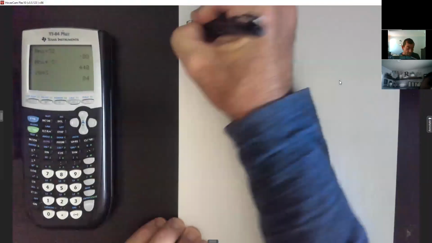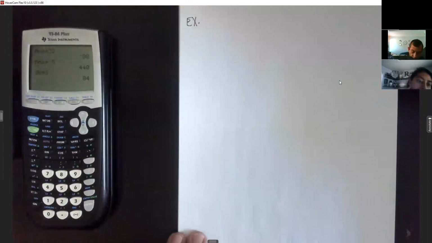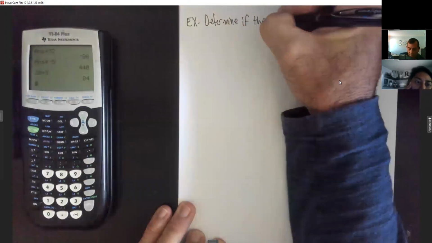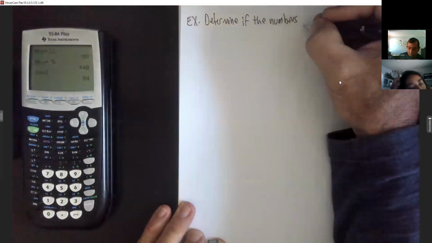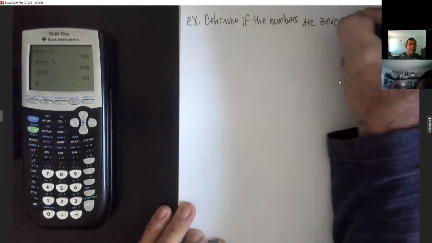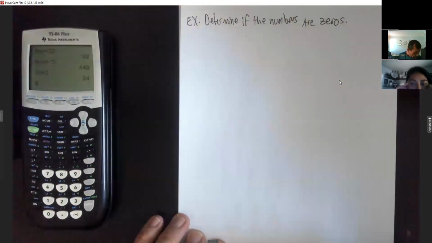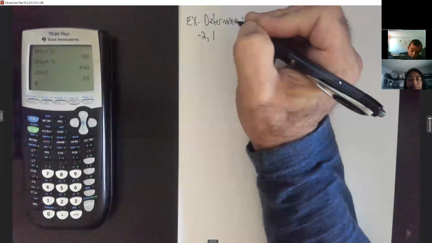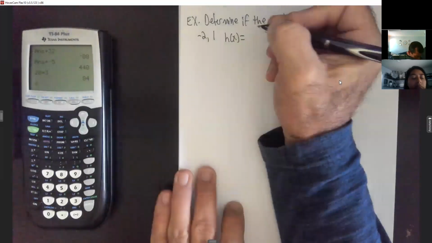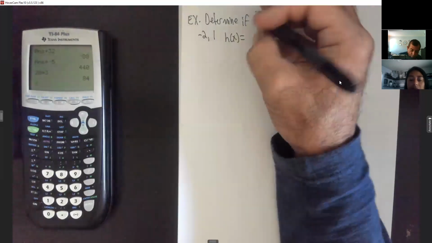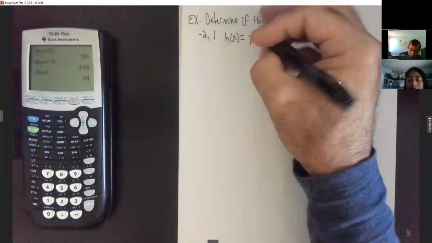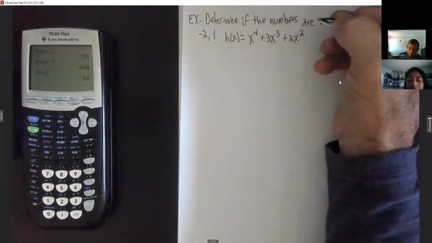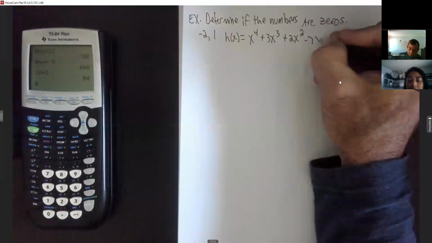All right, so we're going to stay finding zeros, okay? Same thing. So I'm going to determine if the numbers are zeros. All right, y'all, this time we're checking -2 and 1. And my function is h of x equals x to the 4th plus 3x to the 3rd plus 2x squared minus 7x plus 1.